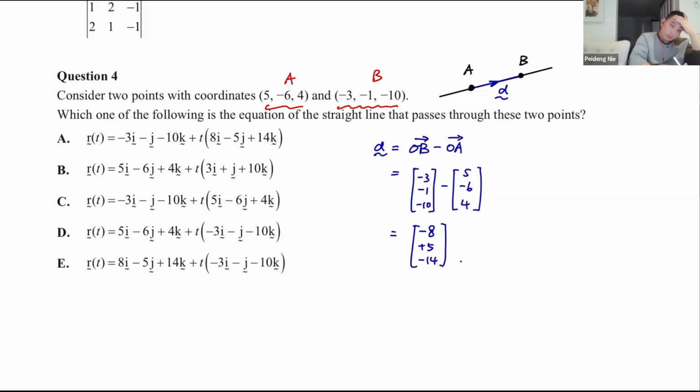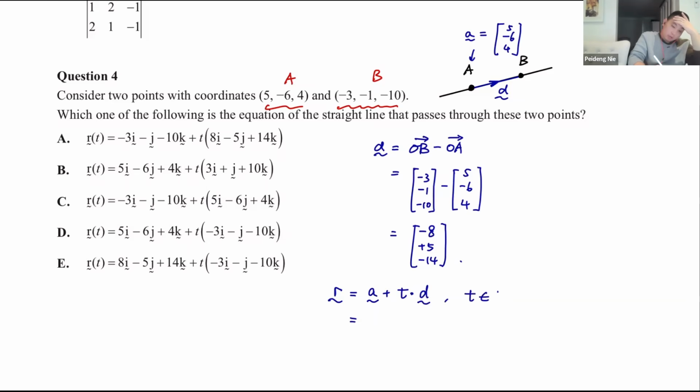Your reference point here should be A, or you could use B, but let's see if we have such an option. Let's stick with A first. A is going to be 5, negative 6, 4. Remember, the equation of any straight line in 3D space is just r equals a plus any constant t, any real number, because it extends to both sides. It can be 0, positive, or negative. So t times d.